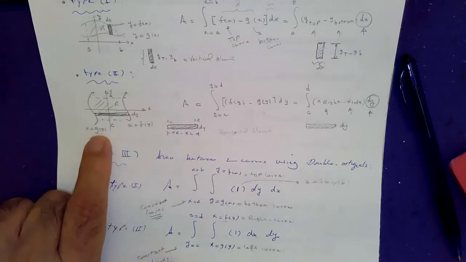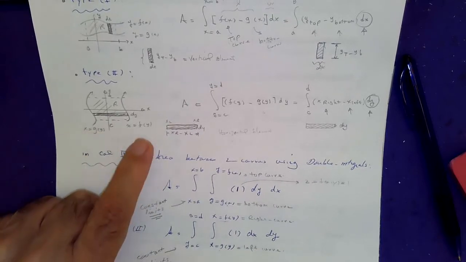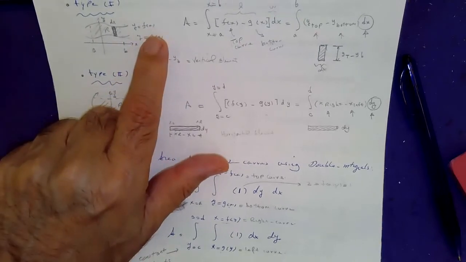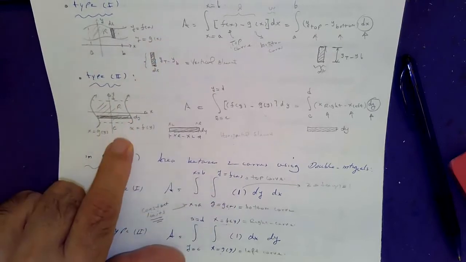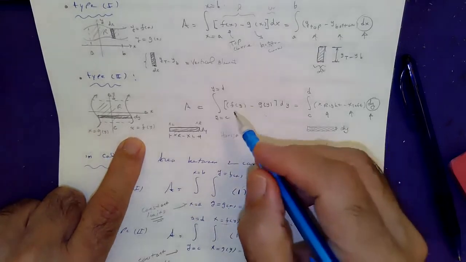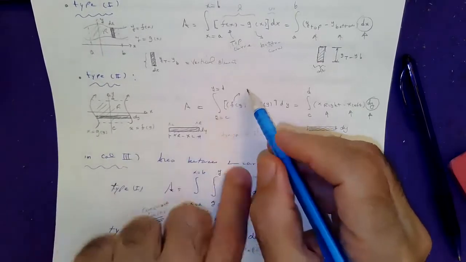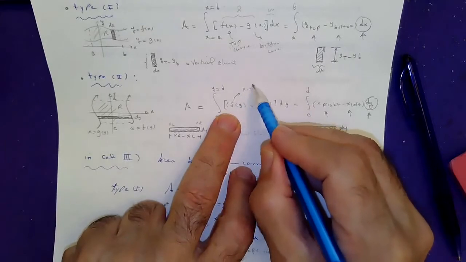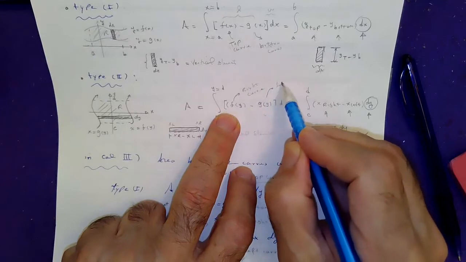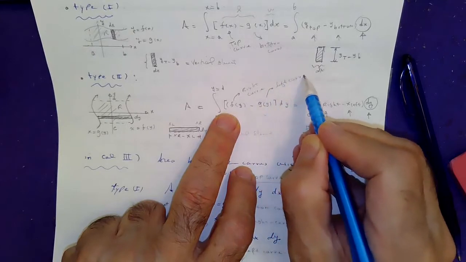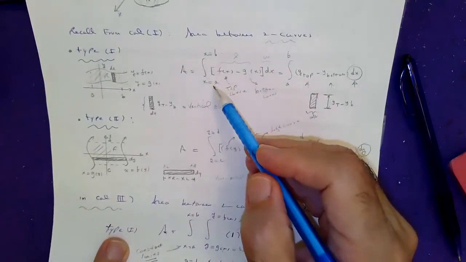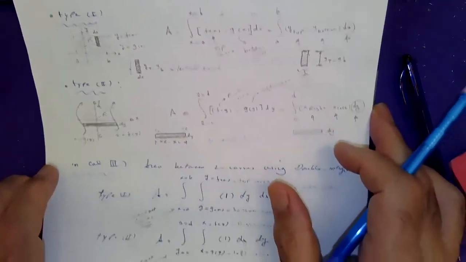So in this case, x left is a function of y, and x right is a different function of y. Remember, here they were functions of x. In this scenario, they will be functions of y. So this would be the right curve minus the left curve, times dy. So these limits are for y, whereas before the limits of your integration were for x.